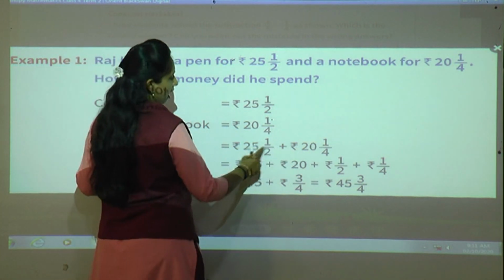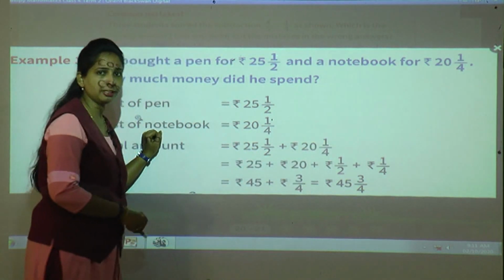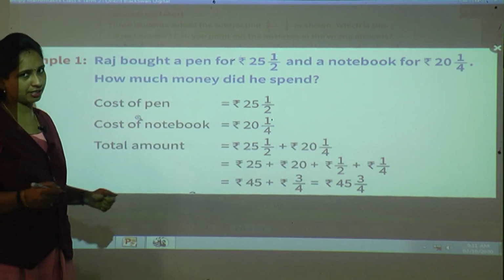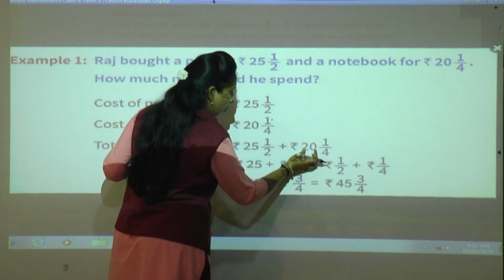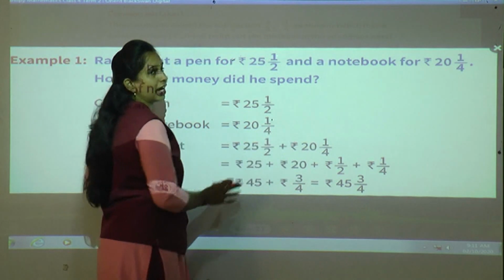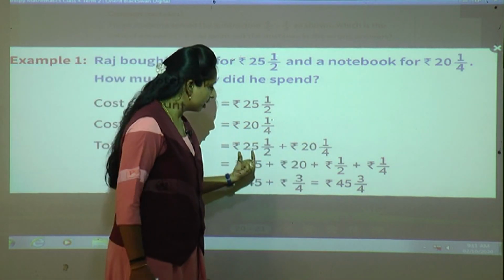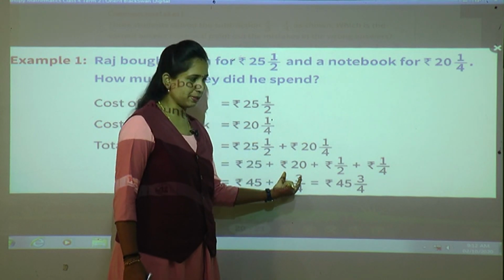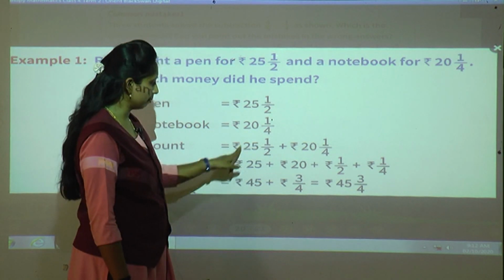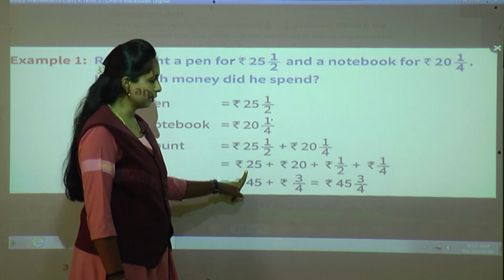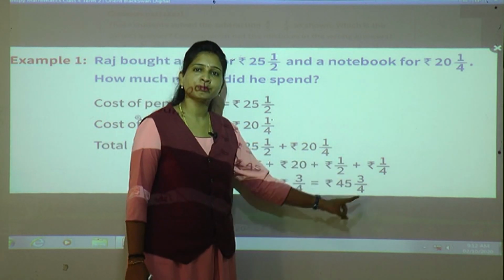So here I have written. Now see, you can see this is a mixed fraction, isn't it? They have given it in mixed fractions. So what I do is take the whole numbers together and the fractions separately. First we will add the whole numbers, 25 rupees and 20 rupees. Then we will add both the fractions. So you can see in this step we have taken the whole numbers separately: 25 plus 20 plus 1 upon 2 plus 1 upon 4.